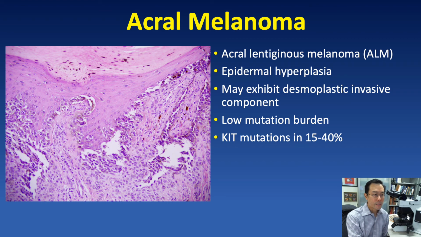Acral melanoma is characterized by lentiginous, often confluent lentiginous junctional growth. The invasive component is usually overtly atypical, and other features include associated epidermal hyperplasia and a predilection for a desmoplastic invasive component. We'll be looking at desmoplastic melanoma in just a moment. And KIT mutations are the most distinctive mutation associated with acral melanoma, although they're not present in the majority of such tumors.